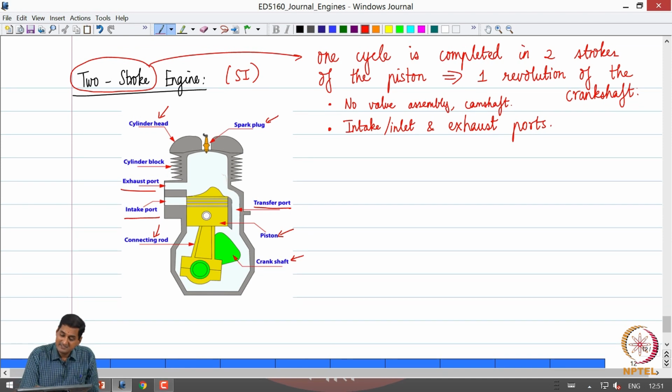And there is something called a transfer port in a true 2-stroke engine. We will look at the role of this transfer port in the functioning of a 2-stroke engine in the next lecture. So in the next class we will discuss some more critical aspects of the 2-stroke engine and look at its operation.